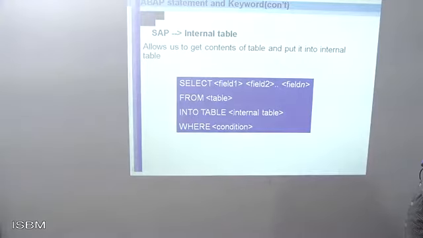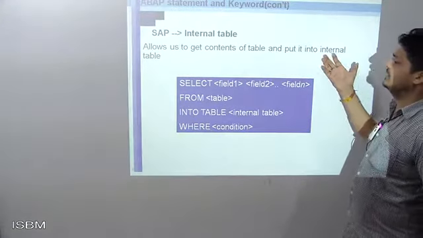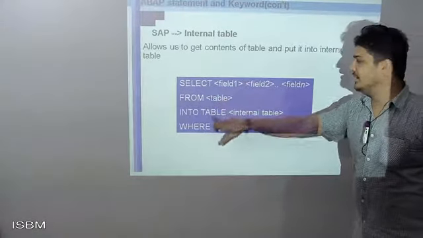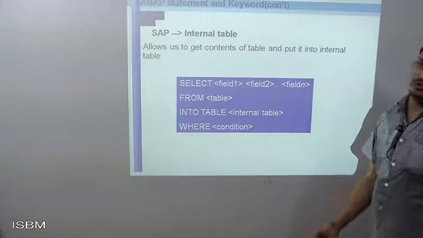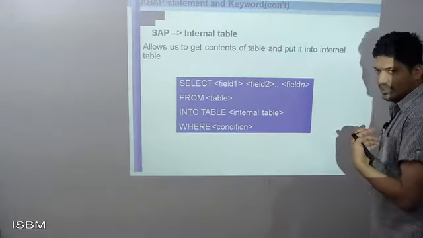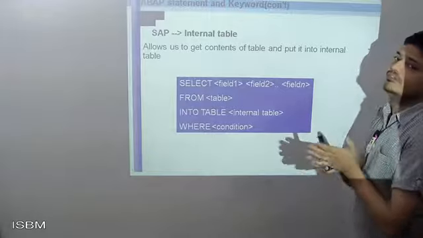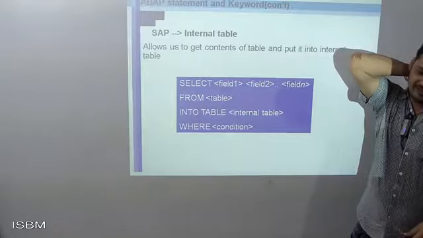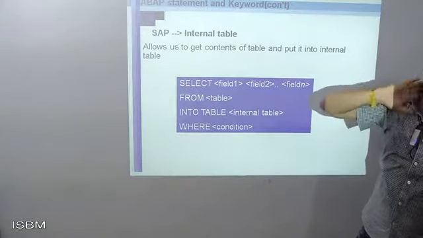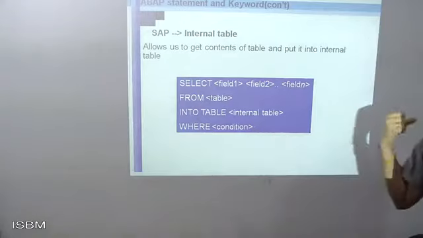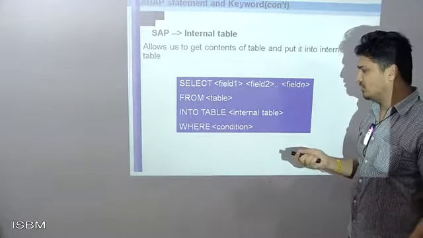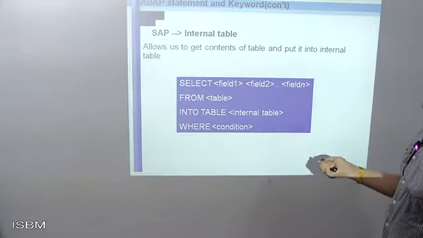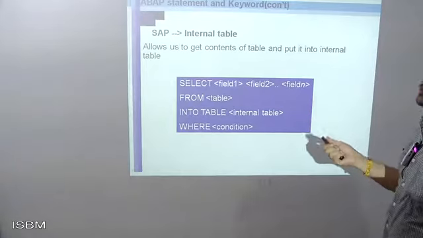Then the SAP internal table allows you to get the contents of a table and put them into the internal table. See, you are selecting the date fields from the table into the table. This is the internal table I have told you about. While we are fetching the data from the database table, where are we going to put that data? So SAP gives you one kind of flexibility. You can create your own table, which is nothing but what is called an internal table in SAP, and you can store that data in that table. In the WHERE clause you can give whatever condition you want.